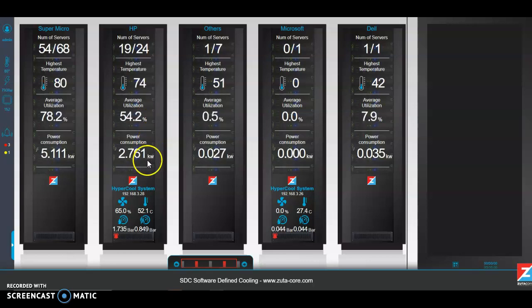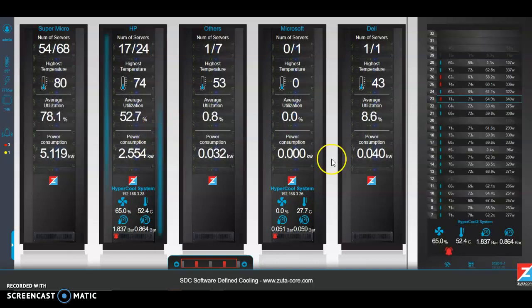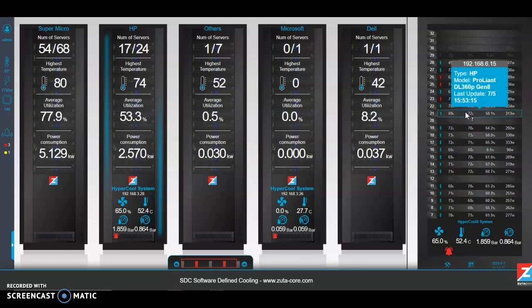What I can also see down here is there's a heat rejection unit, the cooling system from ZutaCore that is installed in this rack, and I can see that the fans now are at 65% and that the temperature of the liquid is 52 degrees Celsius. I can see that the pressure of the gas is 0.86 bar and the pressure of the liquid is 1.8 bar. If I click on this rack, I would open up a window on my right that will give me information on all the servers in this rack.